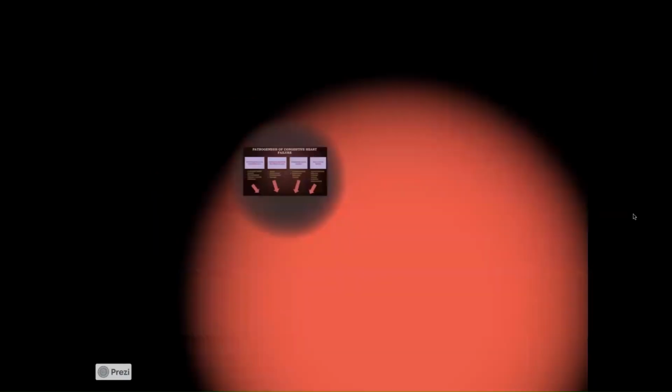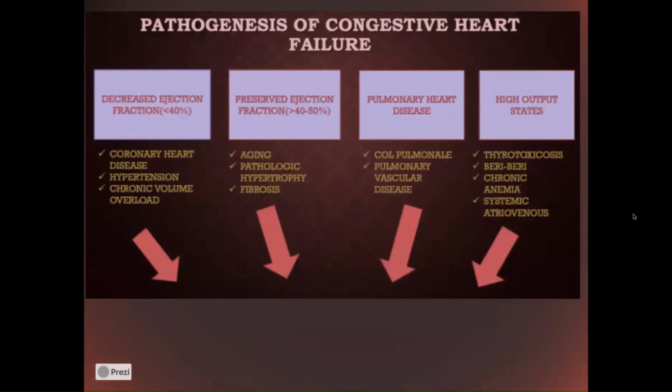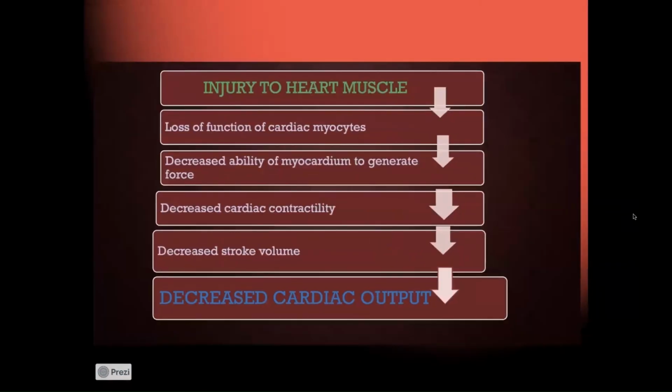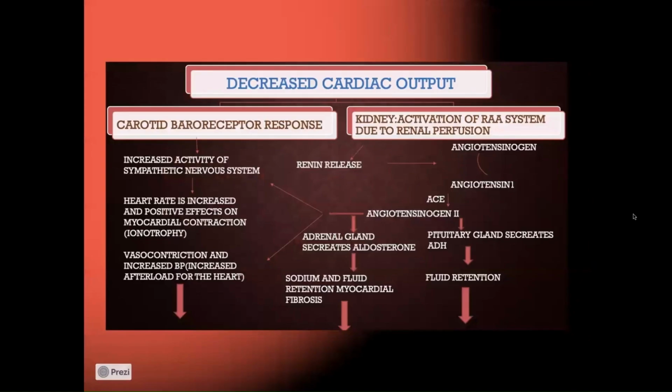Pathogenesis of congestive heart failure occurs due to injury of the cardiac muscle. Injury of the cardiac muscle occurs due to decreased ejection fraction, preserved ejection fraction, pulmonary heart disease, and high output states. Injury to heart muscle causes a loss of function of cardiac myocytes, which decreases the ability of myocardium to generate force. This renders the contractility of the cardiac muscle and decreases stroke volume, thus resulting in a decreased cardiac output.